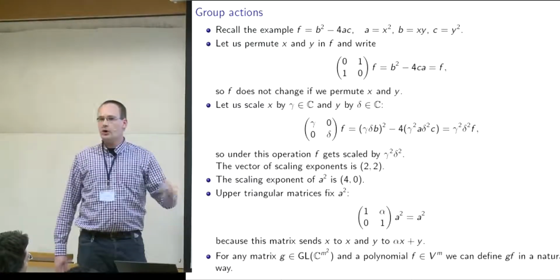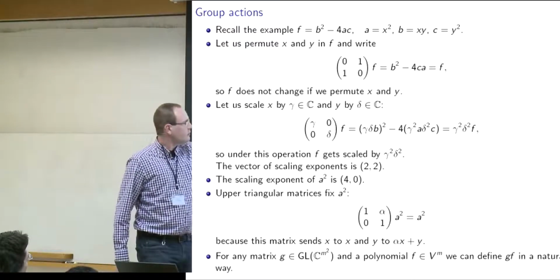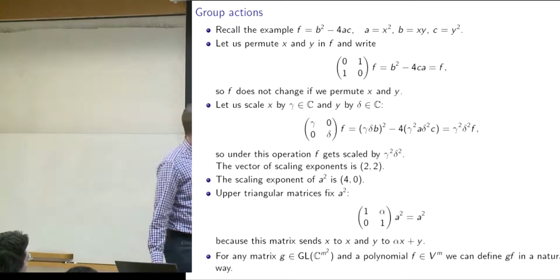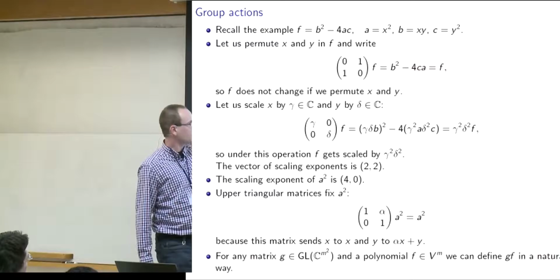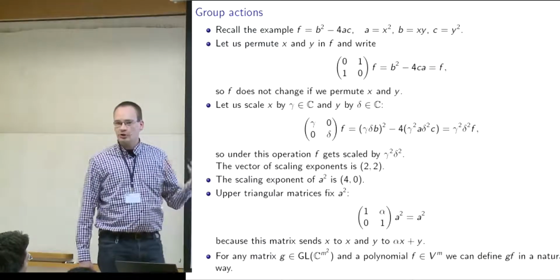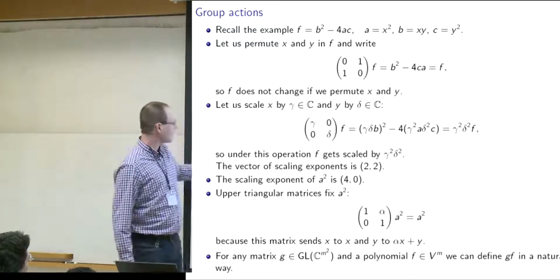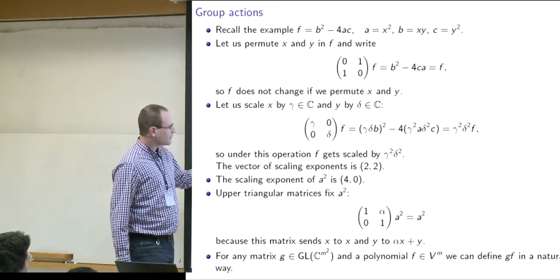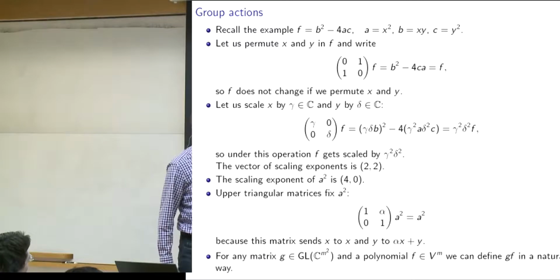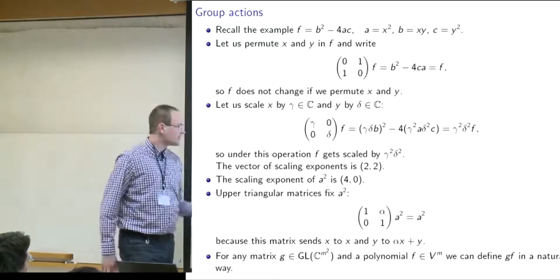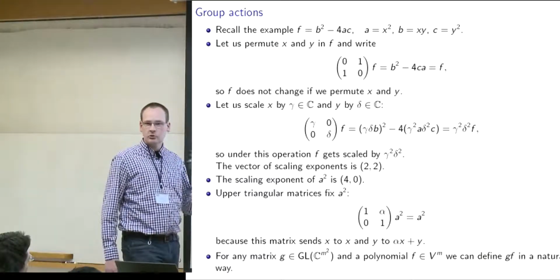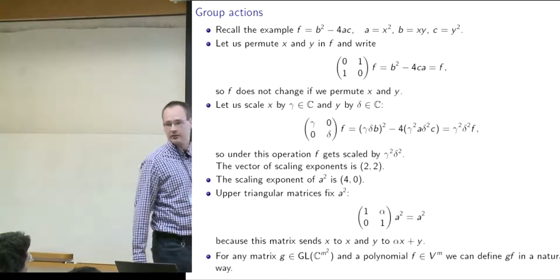You always want to know how your polynomials get stretched if you act on them by some diagonal matrix, which is sometimes called the algebraic torus. But you don't have to call it like that. It's just diagonal matrices, right? And now you look at the vector of the scaling exponent. So you have gamma squared, delta squared, which gives you a 2, 2. And precisely this will give you the type, right? So you remember the b squared minus 4ac had a type 2, 2. It's precisely this 2, 2 that you see here.